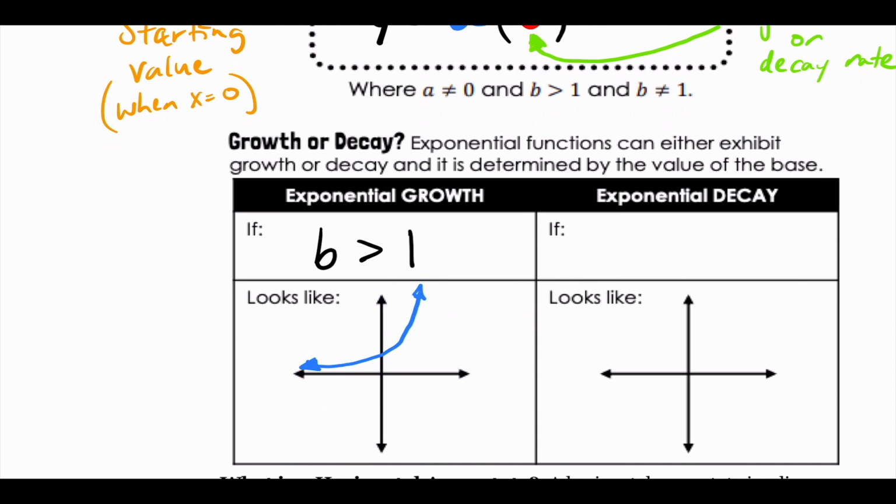Okay. When is it decay? Well, it's decay if b is in between 0 and 1. If b is in between 0 and 1, it's going to be decay. So when I say between 0 and 1, what type of numbers are between 0 and 1? What's an example of a number between 0 and 1? 1/2, right? 1/4, 0.25, right? Those are the numbers that are between 0 and 1.